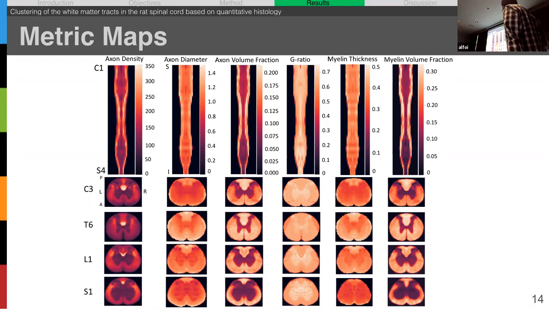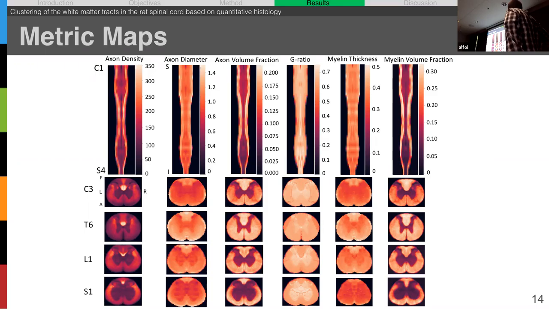Yeah, so it is interesting because if we look at the axon volume fraction, you'll see that it's slightly more prominent in T6, but you don't see it in any of the other ones. In C3, L1, it's not as clear. So it is interesting. Looking at the axon density, you're really going from like 100 to 300, like a tripling. Yeah, it's a large variation. But nothing else seems to indicate that.